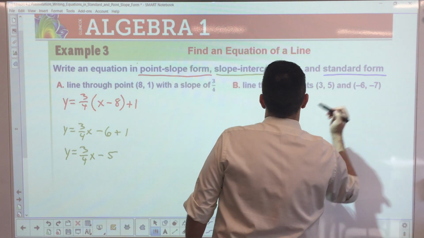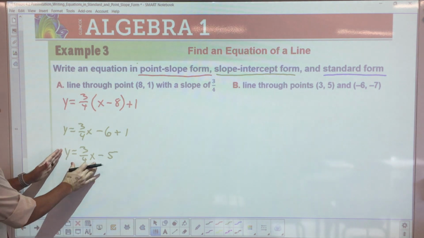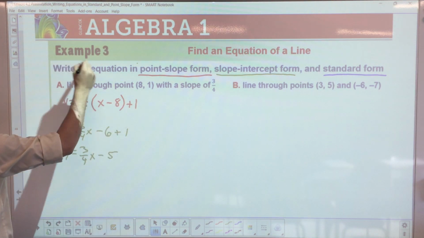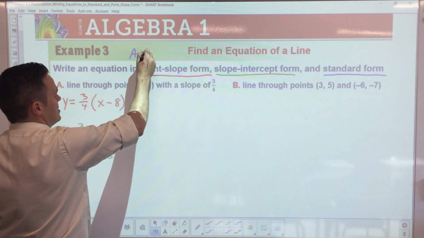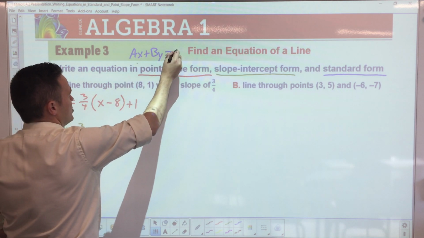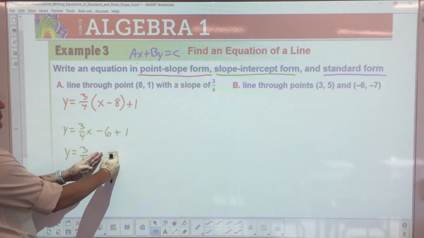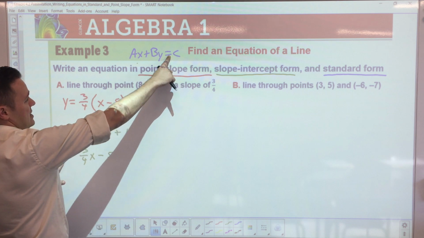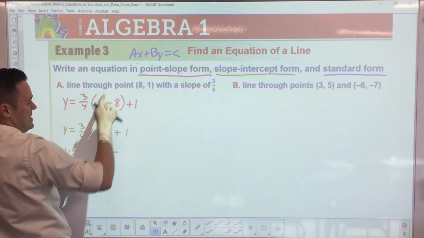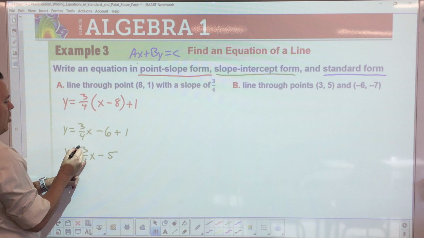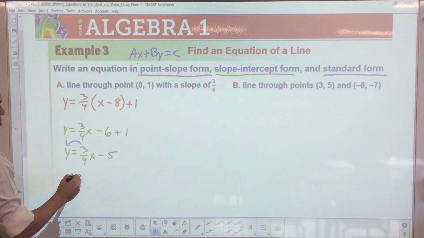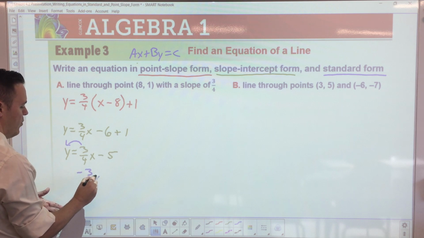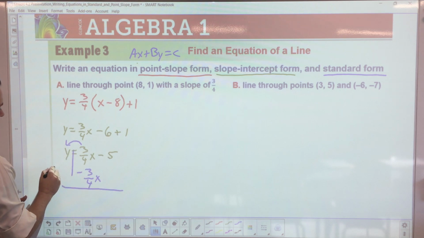But lastly, we need to put it into what? Standard form. Standard form is going to be blue. To move to standard form, you would do what? Standard form is, remember, ax plus by equals c. Well, my c value is 5. That's on the right side of the equal sign. My y is on the correct side, the left, but my x is not on the correct side. It needs to go over to here. So in order to do that, you just do what? You would subtract 3 over 4x from both sides.